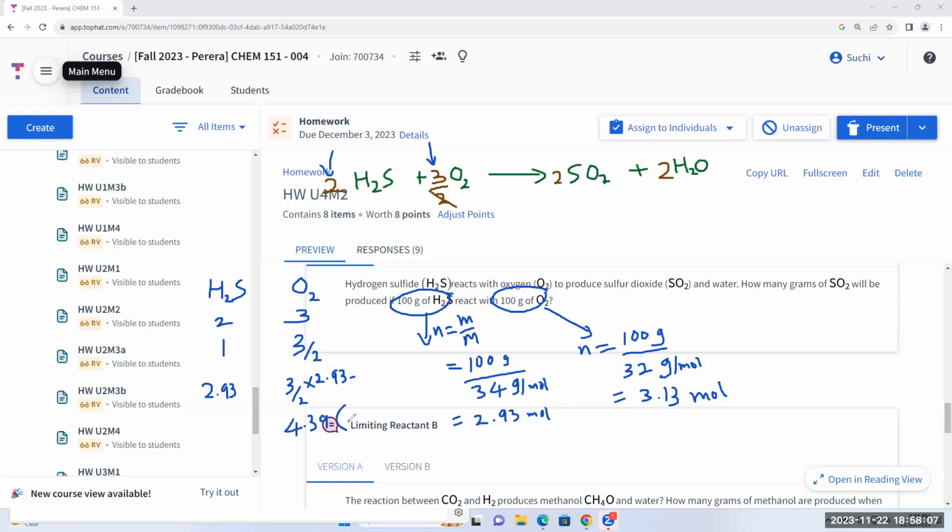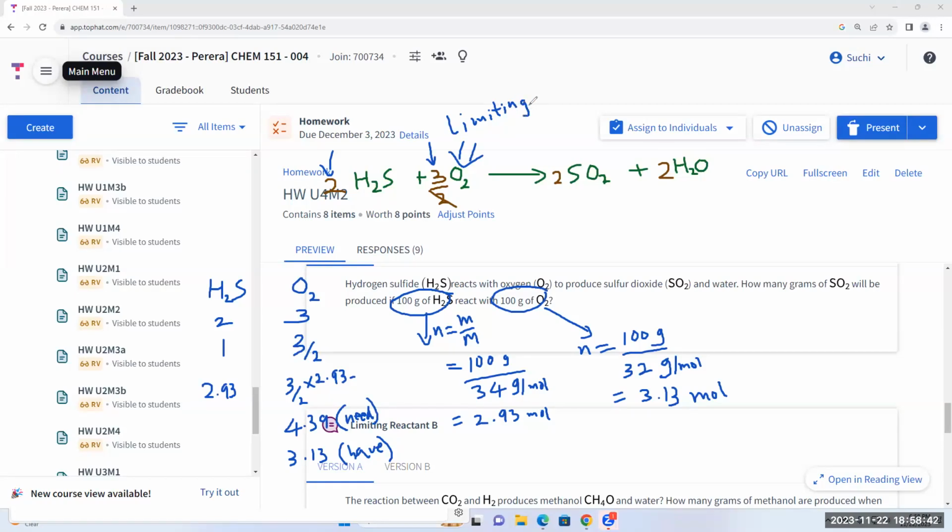Anyway, here's the point though. This is what we need. But what we have is only 3.13. We have less than what we need. Therefore, oxygen is limiting our reaction. So oxygen is the limiting reactant. This is what we determined. So this guy is limiting. That's the most important thing.